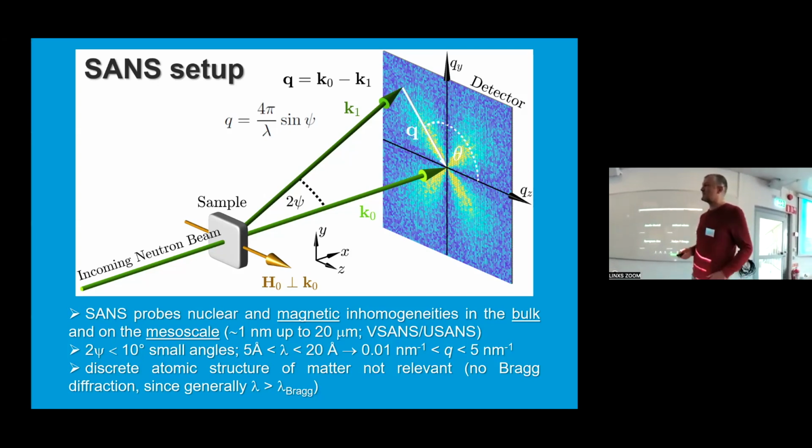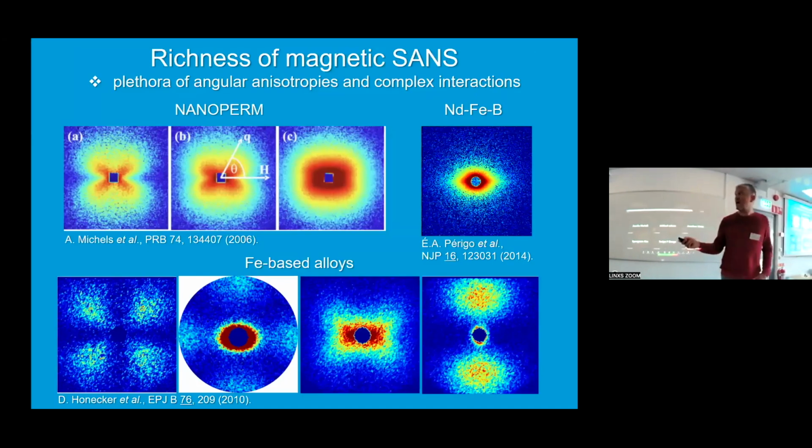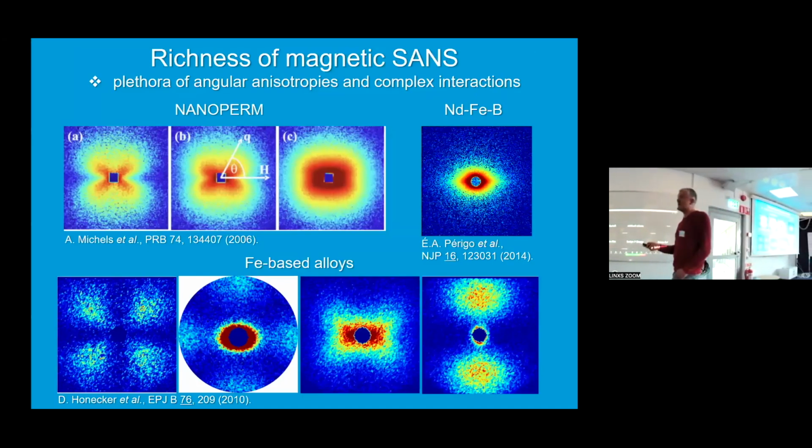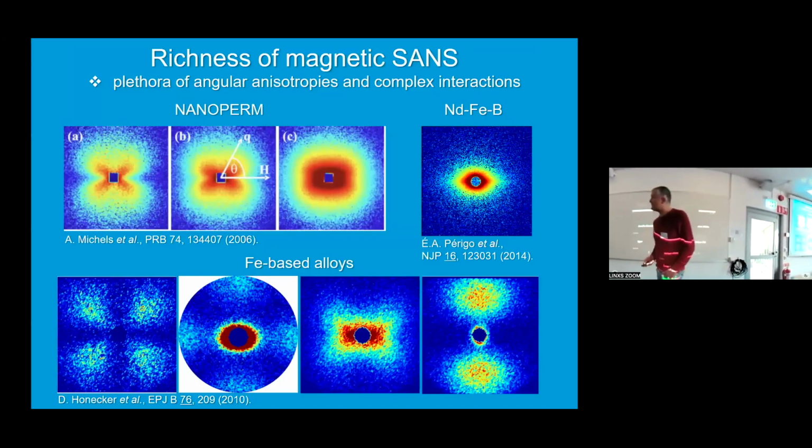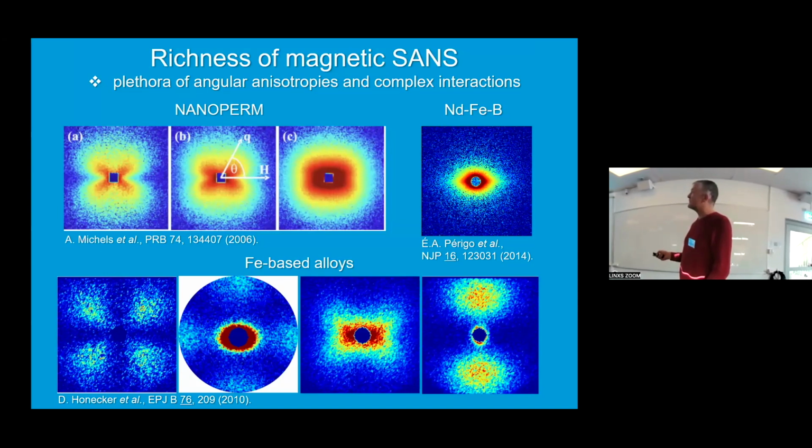We are sensitive to what I call the mesoscopic scale, so above typically unit cell sizes of common materials. Again, here is the length scale is written. Then the outcome of an experiment, you get these type of two-dimensional scattering maps. I show here a few for different materials.